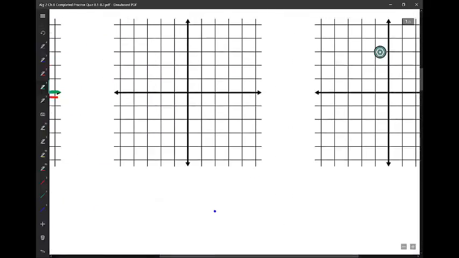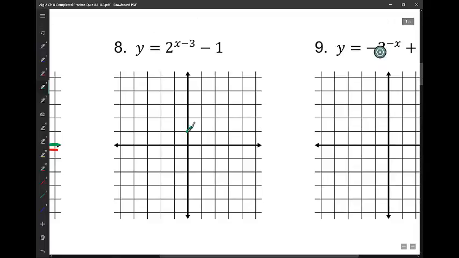All right. We've got 2 to the x minus 3, all minus 1. So my original function is going to be a standard growth function.